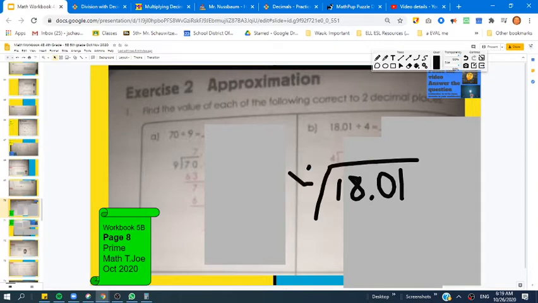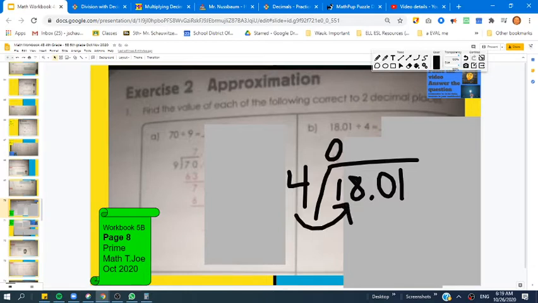All right, so let's try to see how many times 4 enters 1. For some reason, I can't write very well on the screen because it's so small. Well, 4 doesn't enter 1 at all, so we're going to put a 0 right here if we want to. It's optional. How many times does 4 enter 18?